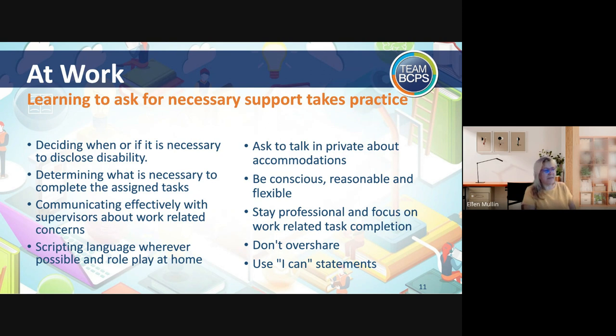The Job Accommodation Network is one of those pieces that will allow kids to look at what is a reasonable accommodation. And then if they have that moment when something is starting to overwhelm them, we want them to be able to take that deep breath, stay professional, and focus on getting a work-related task finished.